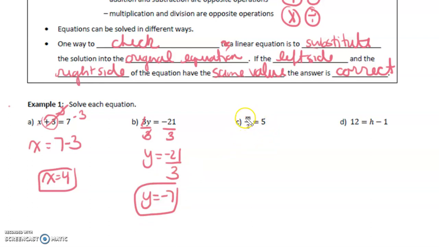Case C, m over 2 equals 5. So right now the m is divided by 2. So the opposite operation is multiplication by 2. So we're going to multiply both sides by 2. And if we take 2 over 2, they cancel. So we're left with m equals 5 times 2, which is 10.